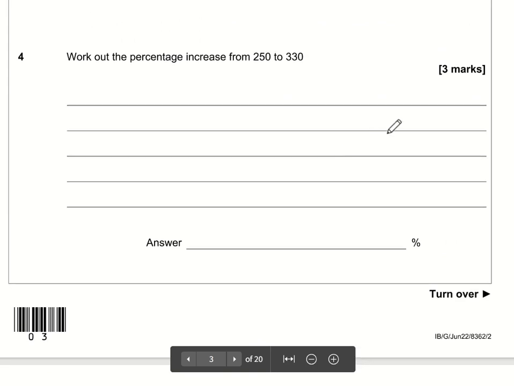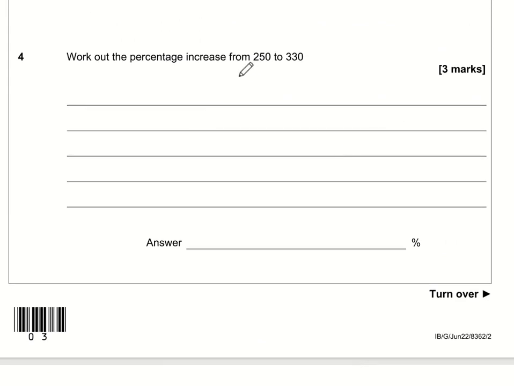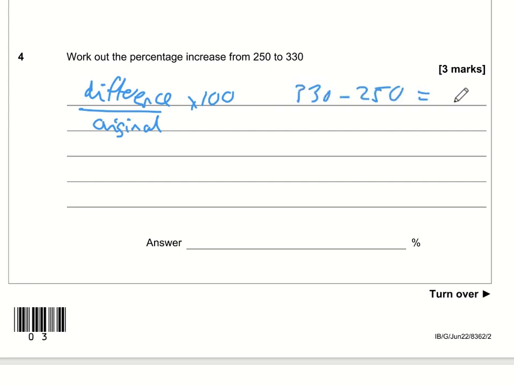Question number 4, the percentage increase from 250 to 330. Remember, the percentage change, whether it is an increase or a decrease, is the difference divided by the original value multiplied by 100. So the difference is 330, take away 250, which is 80. So there's 80 over what it was originally, which was what it was before it increased. So that is going to be the lower value in this case.